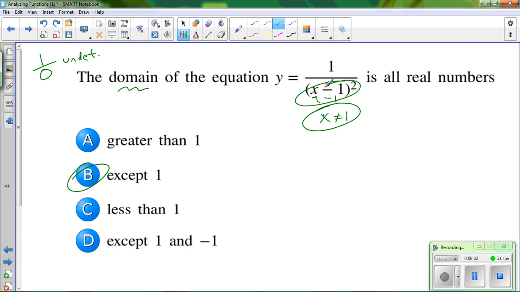Greater than 1, like 5, sure. 5 minus 1 is 4, squared is 16. 1 over 16, that's fine. Less than 1, like even negative 1. Negative 1 minus 1 would be negative 2, and it would square to positive 4. And we don't care if a fraction is positive or negative. It's real. I mean, negative numbers are real. It just can't be over 0. It's every number except 1.